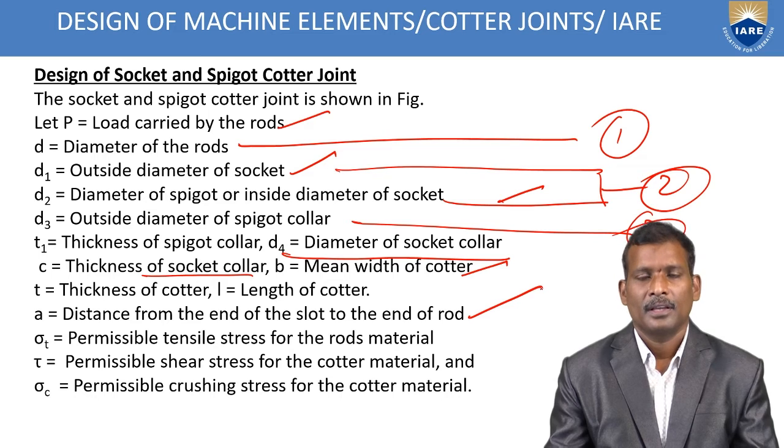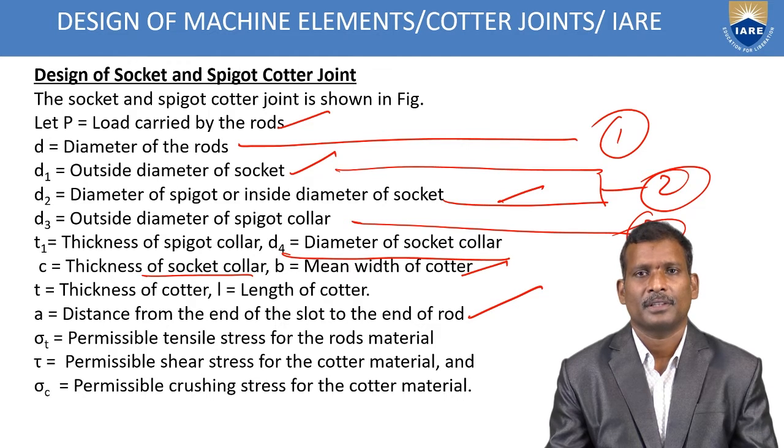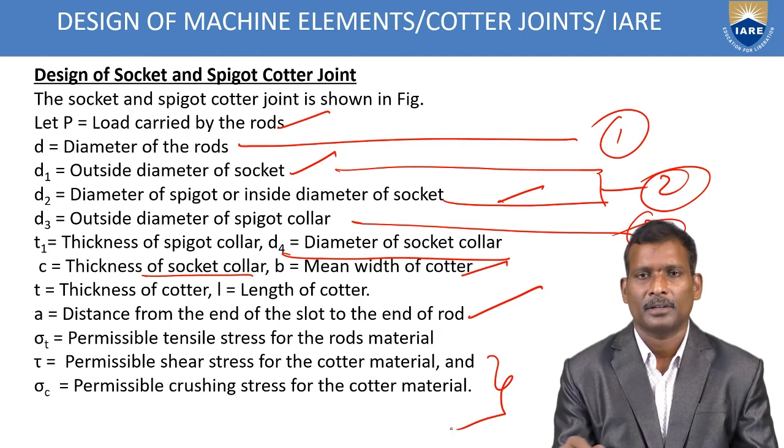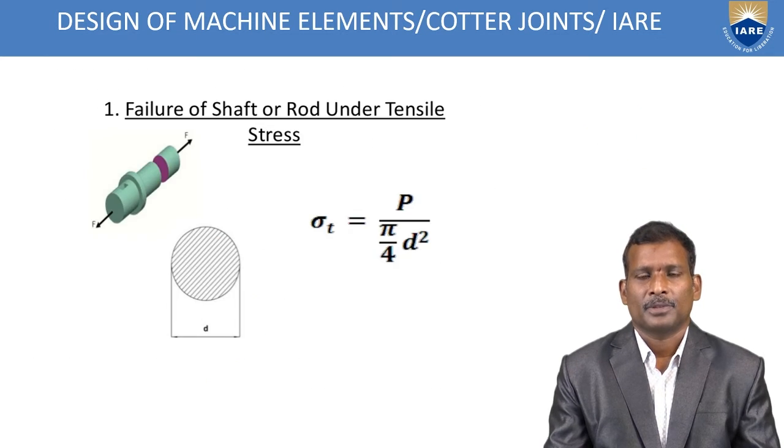Then take the distance from the end of the slot to the end of the rod as A. And take the permissible shear stress, permissible tensile stress, and permissible crushing stress. Two of these are for the Cotter material and one is for the tensile rod. So we will see the design procedure.